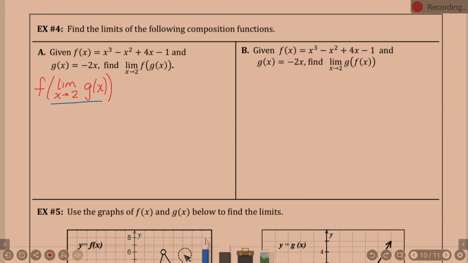Basically, you're going to take 2 and you're going to plug it into the equation. So, what is g of 2? And g of 2 is the negative 4. And then you plug that in. And then you're doing f of negative 4. Yep. Negative 4 squared. 4 times negative 4.